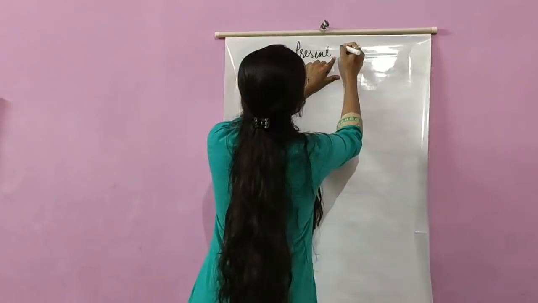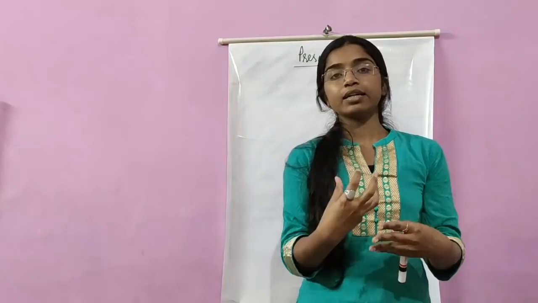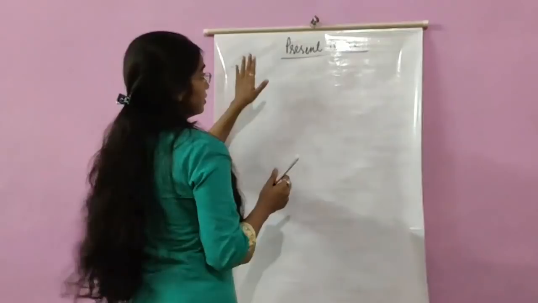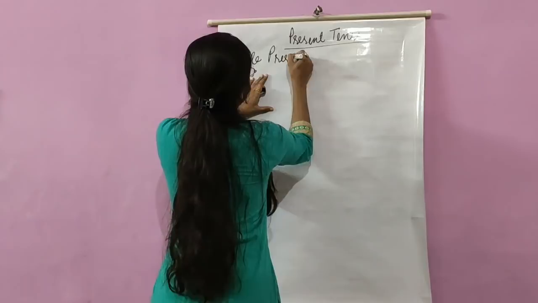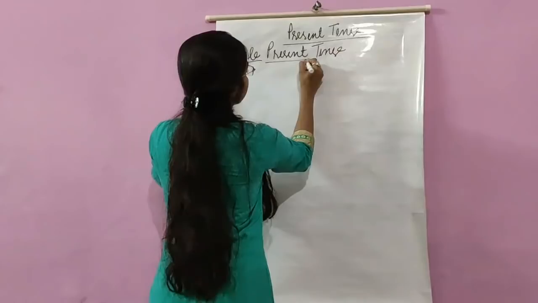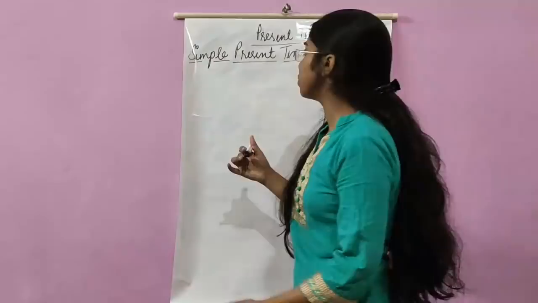Okay. So, I have already told you that present tense is a tense that tells that an action is occurring now. Now, present tense, like all the other tenses, has got four parts. The first one is simple present, then present continuous, present perfect, and present perfect continuous. We shall begin with simple present tense. Okay? Now, there are certain uses of simple present tense. Let me tell you about those uses one by one.